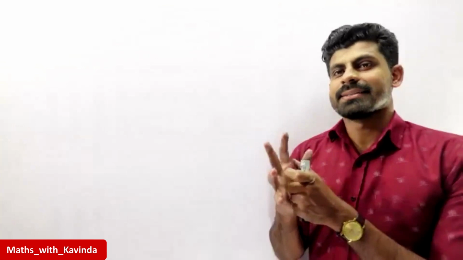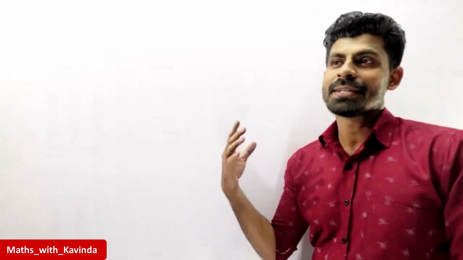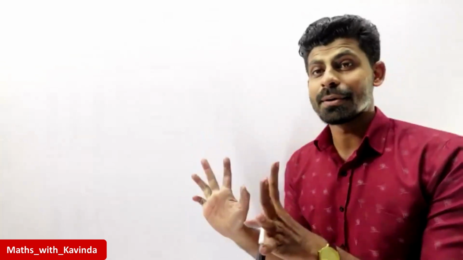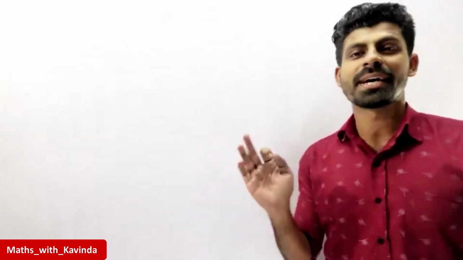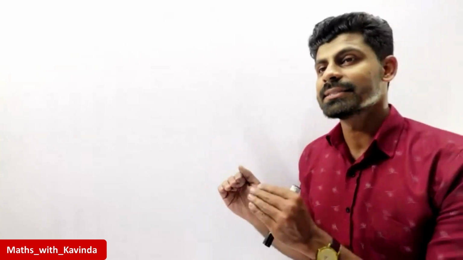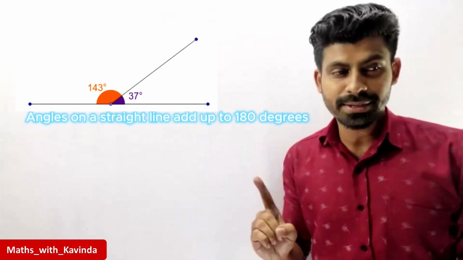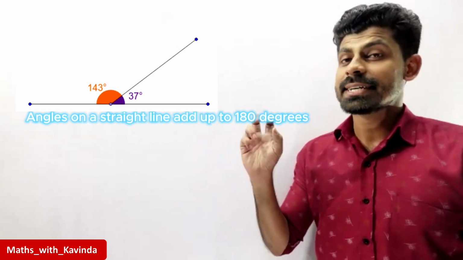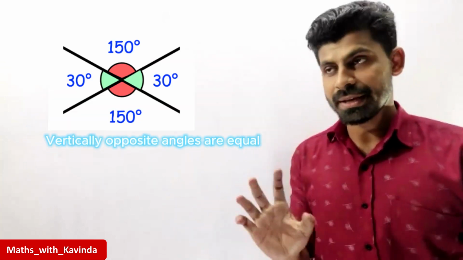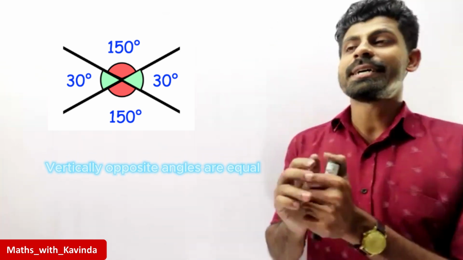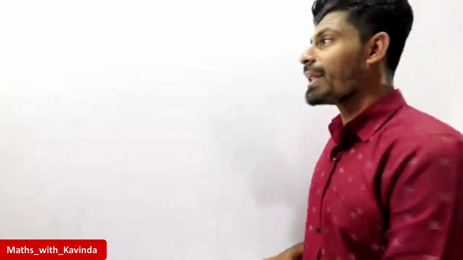Let's take a quick summary up to now. We already discussed the angles related to straight lines. Angles on a straight line add up to 180. That is the first theorem. Vertically opposite angles are equal. That is the second theorem. Now we are going to consider the angles related to parallel lines.